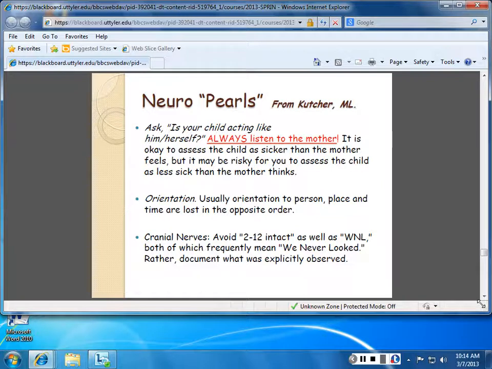Orientation. Usually orientation to person, place, and time are lost in the opposite order. So they're going to be confused about time, then they'll be confused about place, and lastly they'll be confused about person. When you chart, I think I said this before, avoid saying cranial nerves 2 to 12 are intact or within normal limits, which like I said means we never looked, but document what you observed.